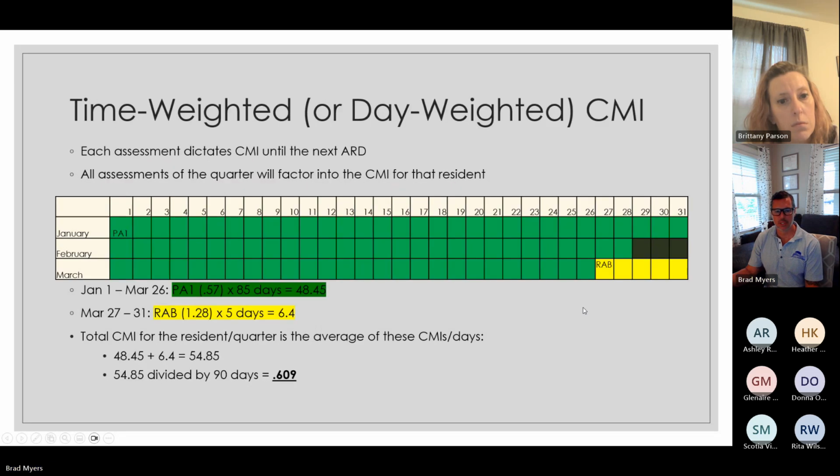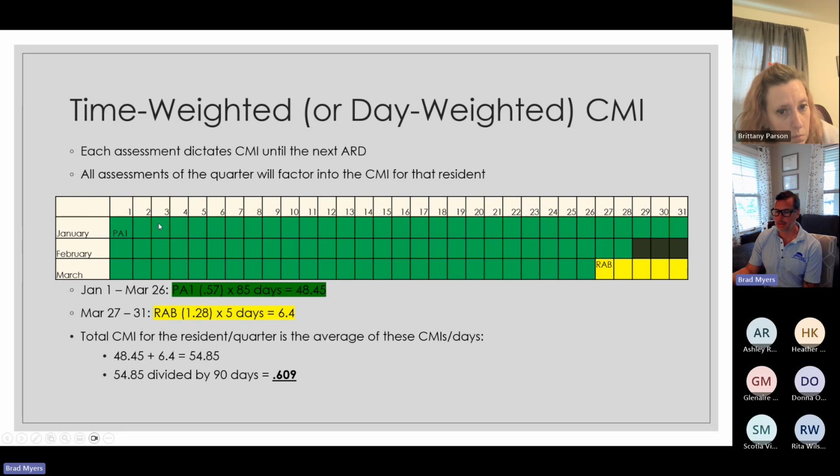Whereas now, this is the current, the time weighted, which we have to deal with now. Exact same situation. A resident has an ARD in which they achieve a PA1 on January 1st. They are a PA1 for all of these green days in January and February and March. They were put on therapy, and we were able to capture a rehab assessment on March 27th. They're only a rehab RUG for those 5 days, whereas under the old system this resident would have been a rehab RUG the entire quarter.